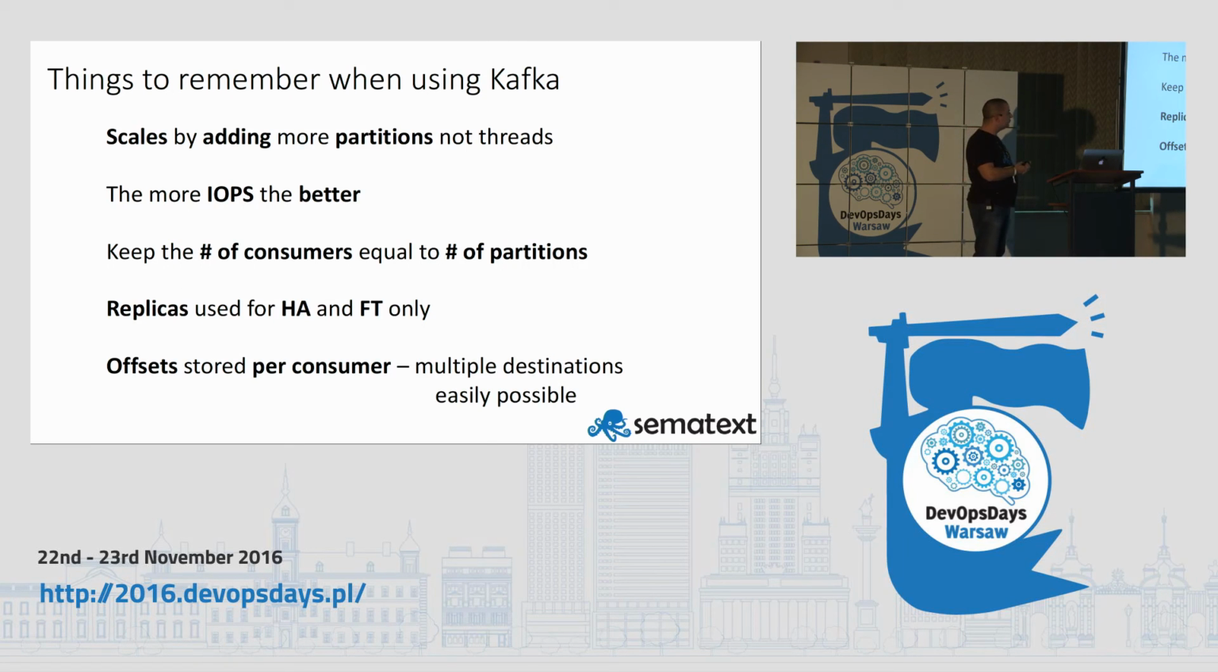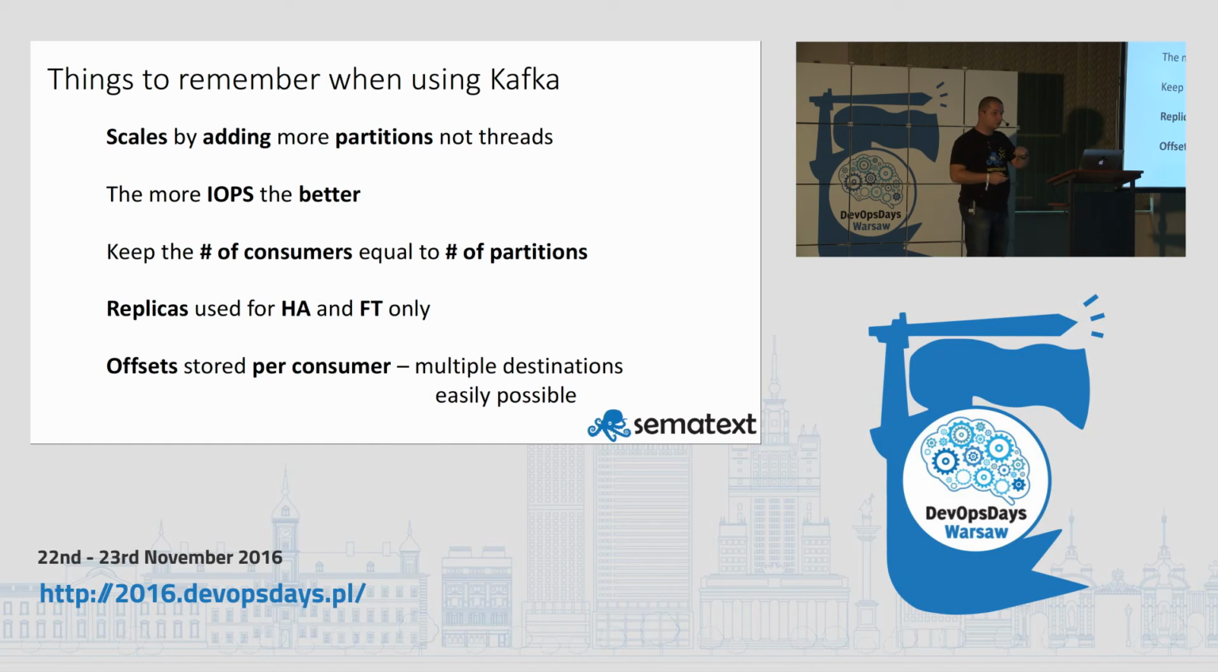Things to remember when using that. It scales by adding partitions, not threads. Offsets are stored per consumer, so if you want to have multiple sources or destinations of the data, like archive data in S3, index to Elasticsearch, or send to some other processing pipeline, this is very easy. You just create multiple consumer groups. Replicas are used for high availability and fault tolerance, and keep the number of consumers equal to the number of partitions, because otherwise it doesn't make sense and it doesn't scale.